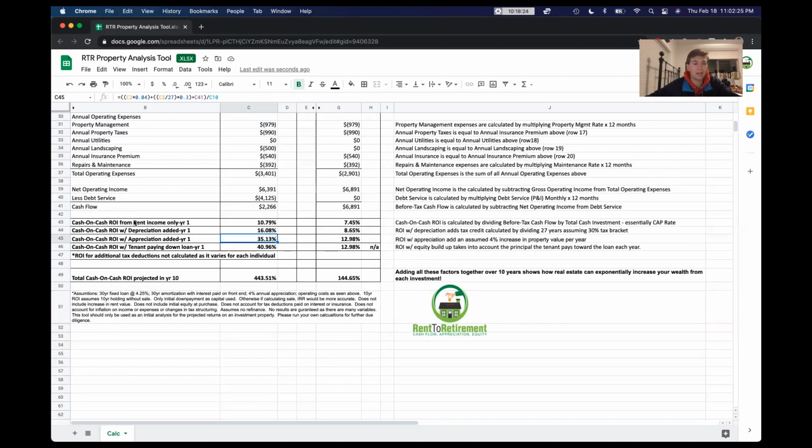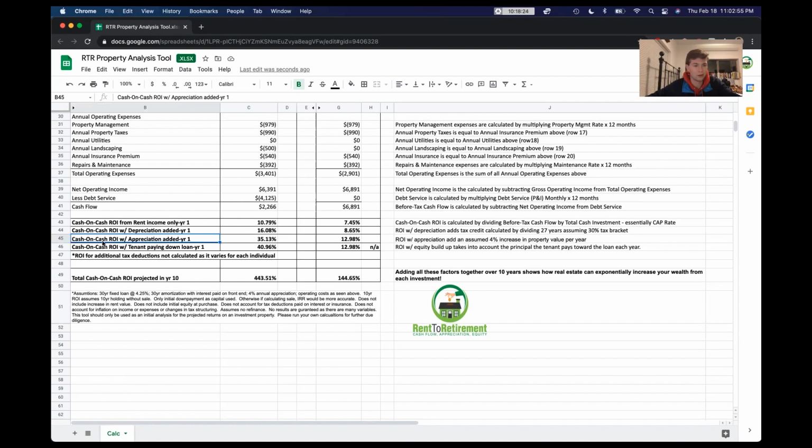All this to be said, our cash on cash return on investment from rental income only in our first year is 10.79%. And this is really pretty good. We're already beating the stock market's average annual return of 7% just on our rental income. Now, if we add in depreciation, in addition to this rental income, those two benefits together are going to give us 16.08%. Again, this is more than double what the stock market is going to do.